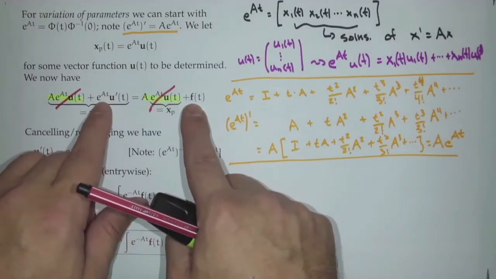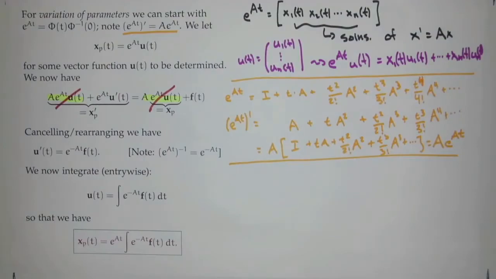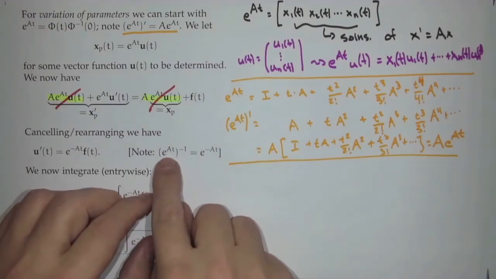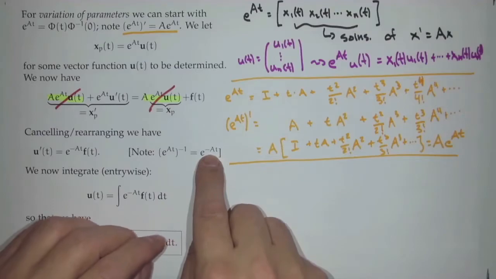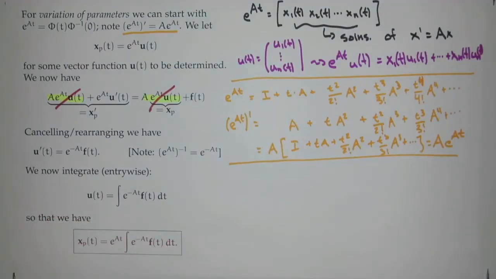Now, this is a matrix, so we don't necessarily divide by it. What do we use? The inverse of it. And now, the challenge, what is the inverse? Well, here's a really cool fact. E to the at inverse is e to the minus at. Really simple, slick. Now you might say, why is that?